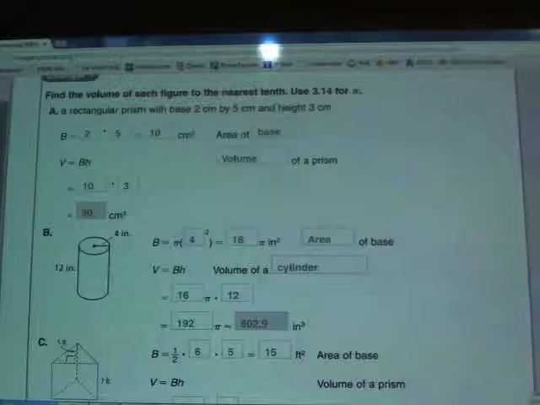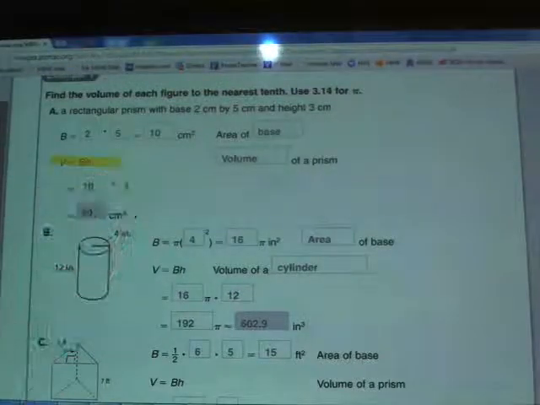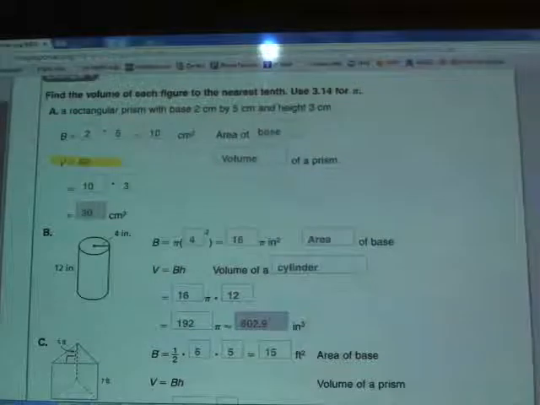It's in the questions. So part A says we've got a rectangular prism with a base that measures 2 by 5 and a height that measures 3, and those are all given in centimeters, and we're finding the volume. Well, right there, you just saw me highlight the formula. Volume is equal to the area of the base times the height.